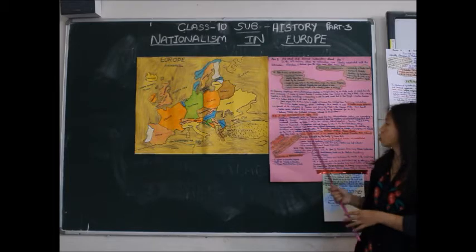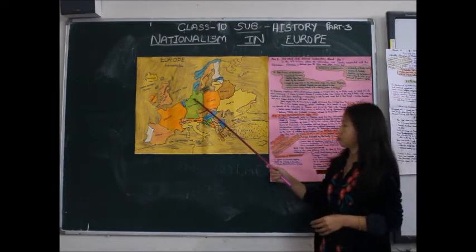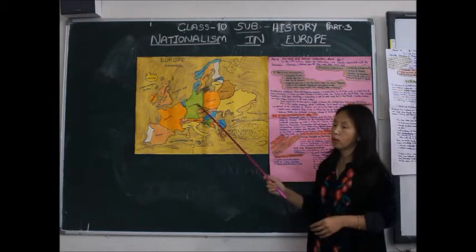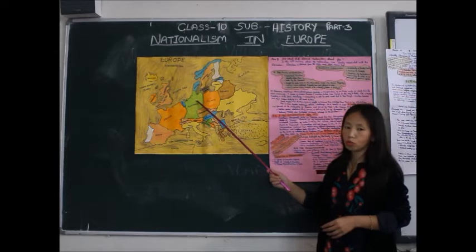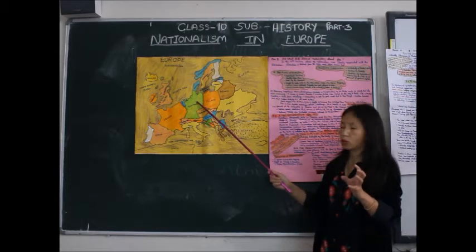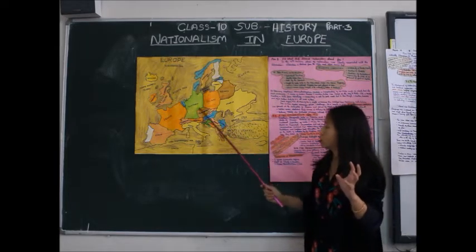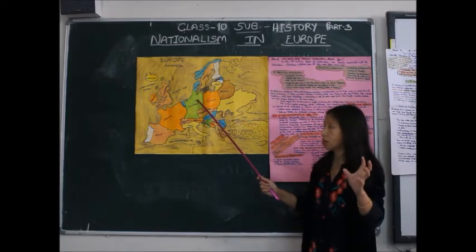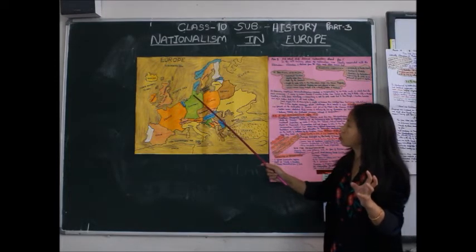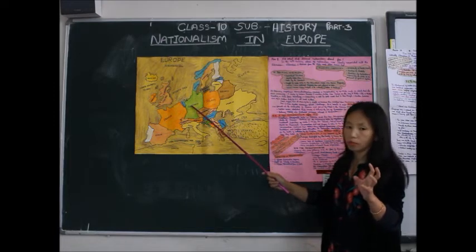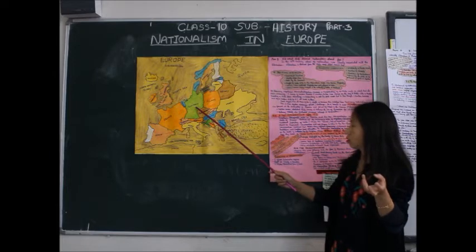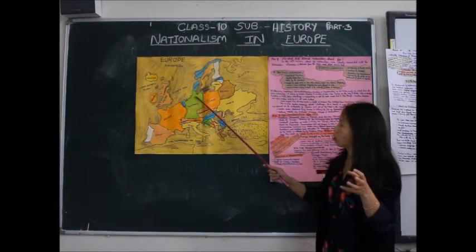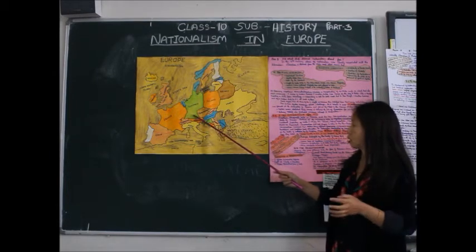Let's talk about Germany. This is the map of Europe. At that time Germany was divided into small kingdoms, 39 confederation states. Each state had its own currency and its own weights and measures. There were about 30 currencies in Germany at that time.